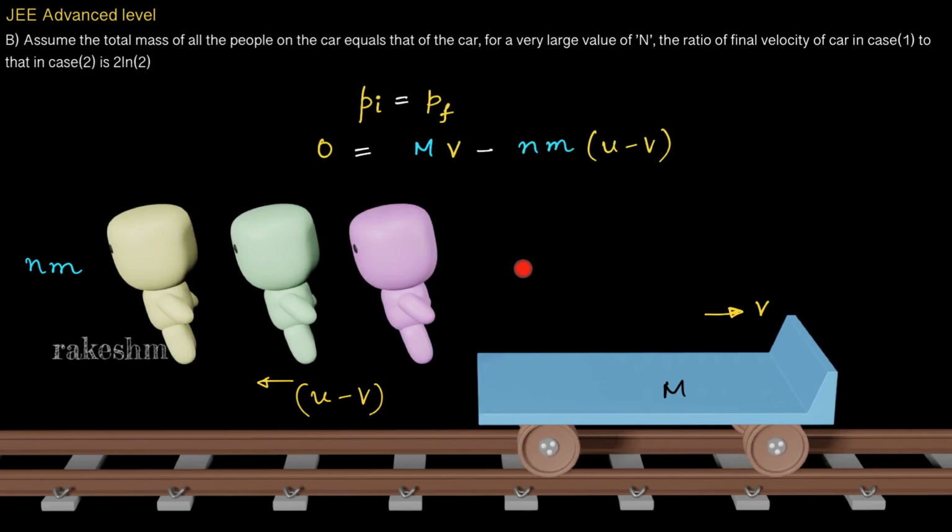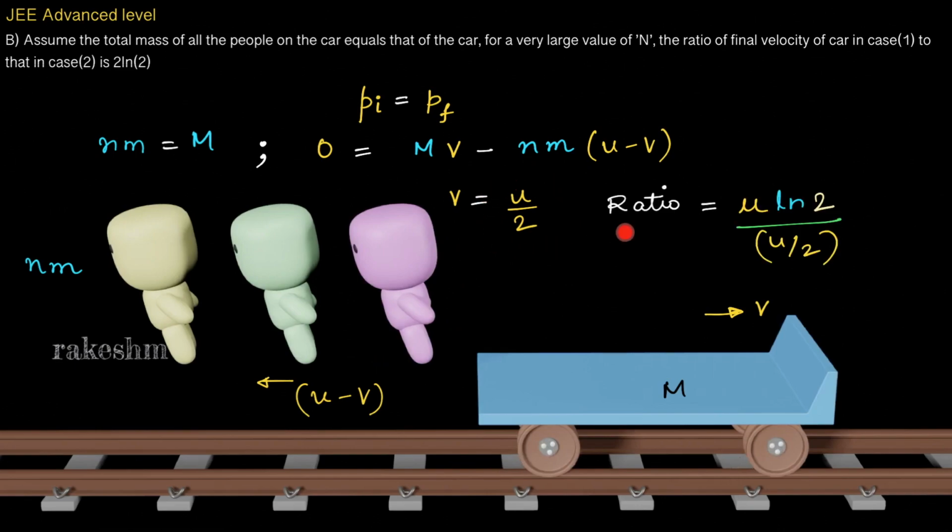As no external forces are acting on the system, initial momentum equals final momentum. Initially the cart was at rest and the people were at rest, so initial momentum is 0. Finally the cart speed is v. So M into v minus nm times (u minus v), since the velocity of these people with respect to ground is u minus v. We have n into m equal to capital M, because the mass of the people equals the mass of the car. If we put it here, we get v equals u by 2.